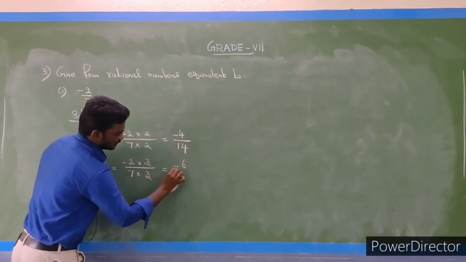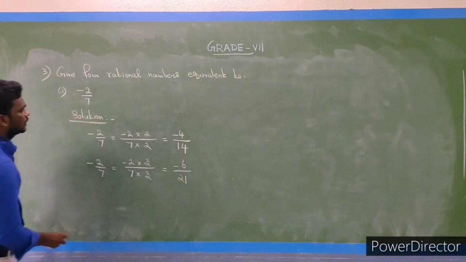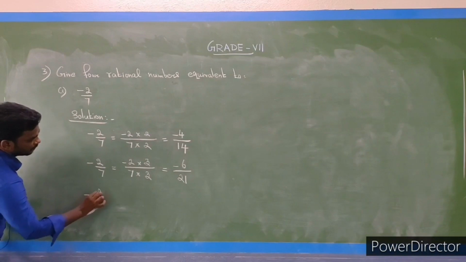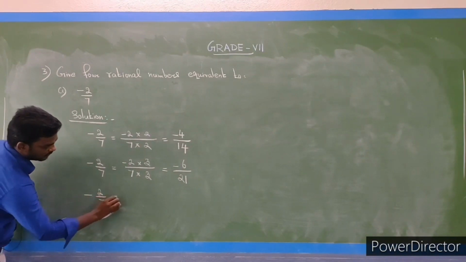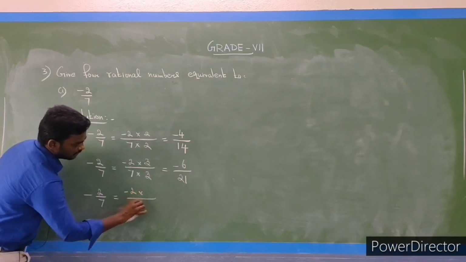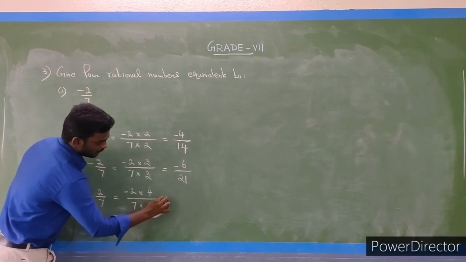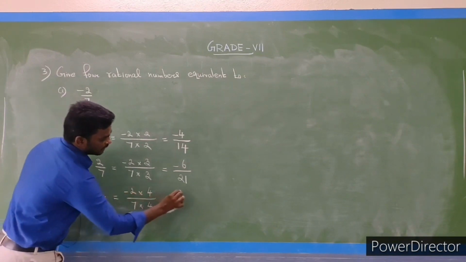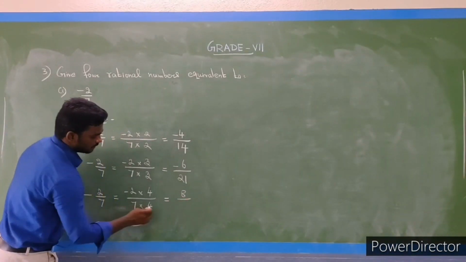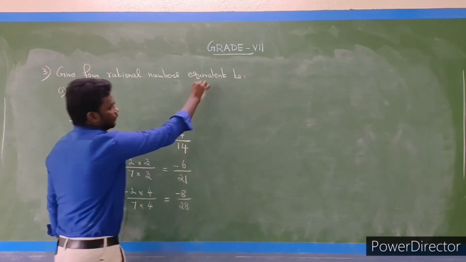Minus 6 divided by 7 3s are 21. Next, minus 2 by 7 is written as minus 2 by 7 multiplied by the next number, 4 by 4, which is equal to 2 4s are 8 divided by 7 4s are 28. So minus 8 by 28.